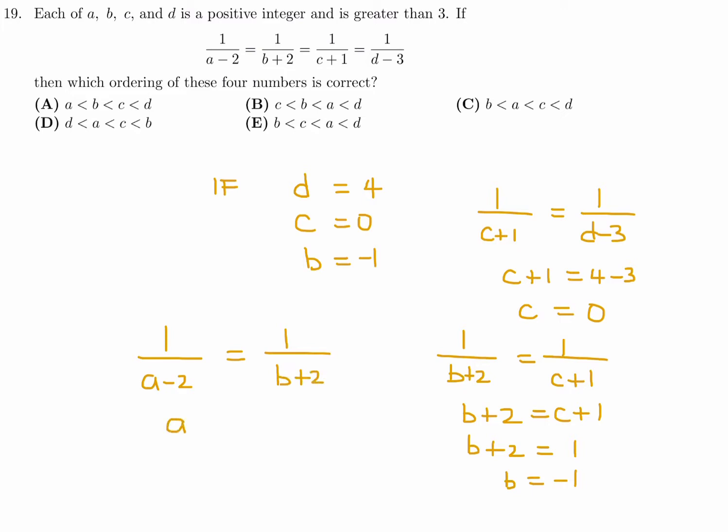So just look at the denominators. a minus 2 is equal to b plus 2. b is negative 1, so negative 1 plus 2. So that means a is equal to 1 plus 2. a is equal to 3.